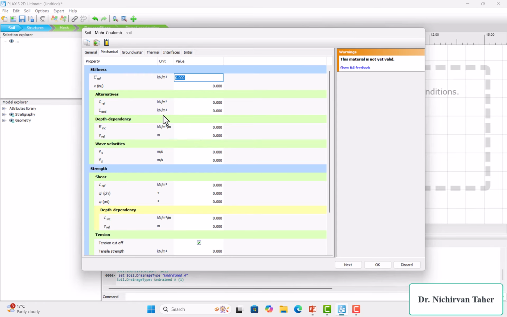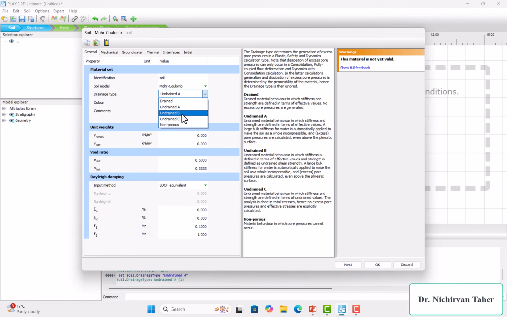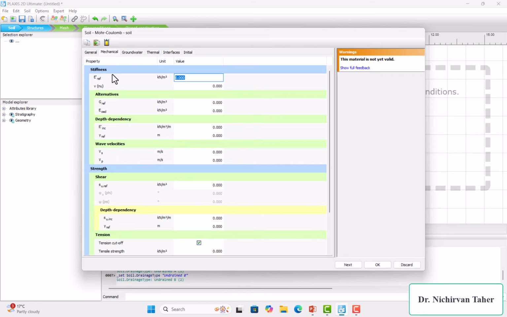If I open PLAXIS and select undrained B and click on mechanical, we can see again the stiffness parameter is given in terms of effective stress. But in shear strength, we can see the internal friction angle and the dilatancy angle. We cannot set or give any value. That's why the soil is defined in terms of undrained shear strength.